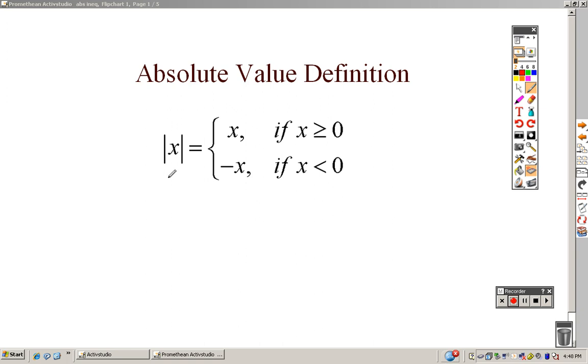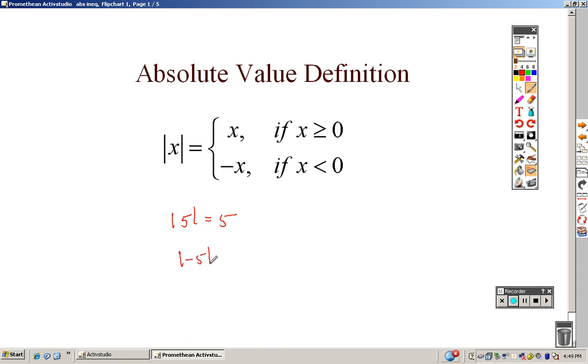All right, there are two cases for absolute value. So I'm just going to review the definition briefly with you. If x is 5, we're saying that the absolute value of 5 would be 5, the same exact number because x is positive. That's the first piece of the definition.